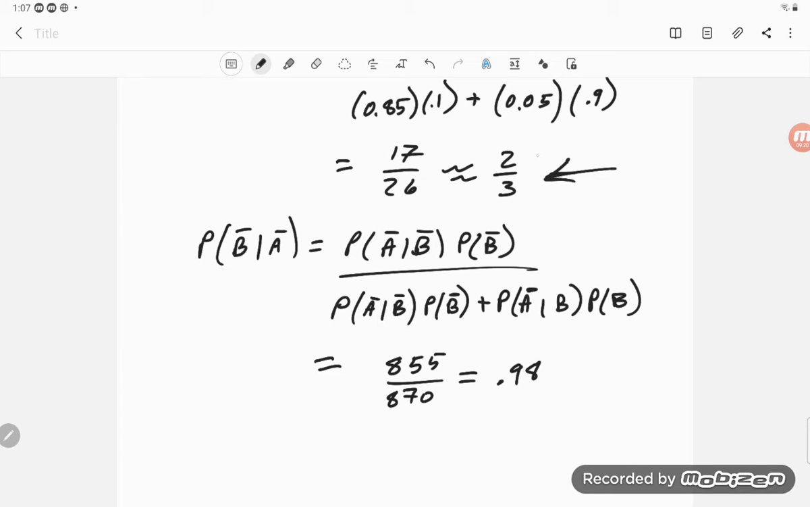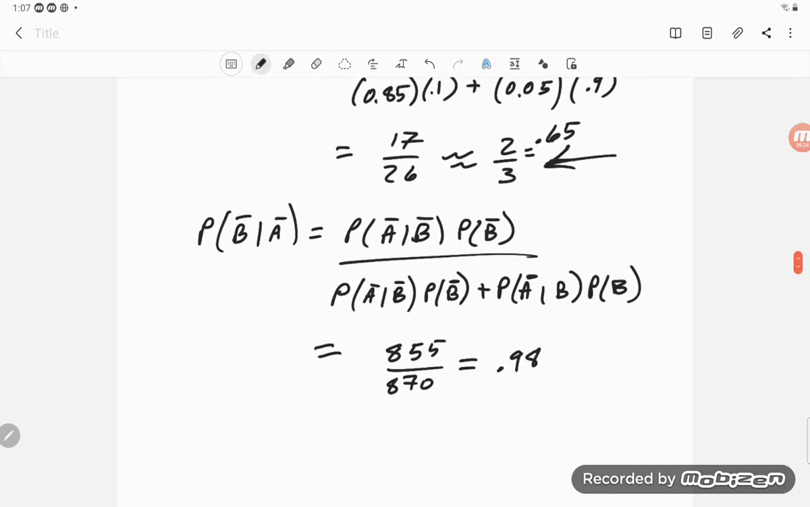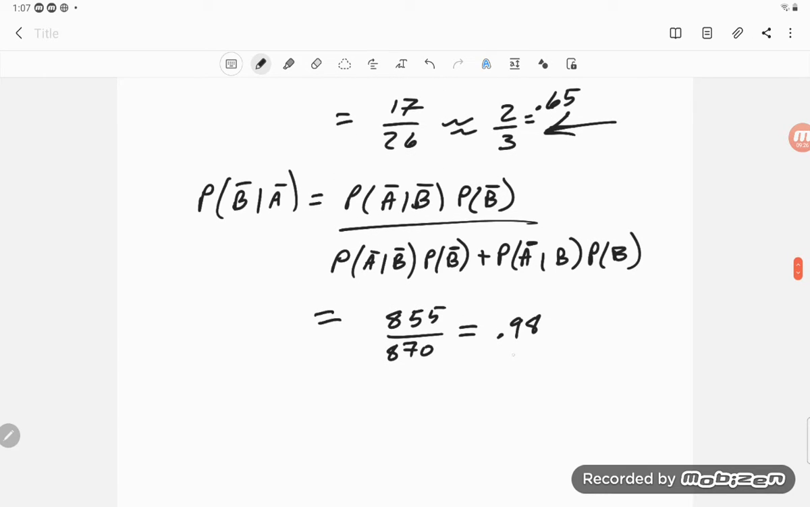So this one is 0.65 actually, not quite 0.667. But see, this is 0.98. So it says if my test is negative, then I am 98% certain that I am negative.